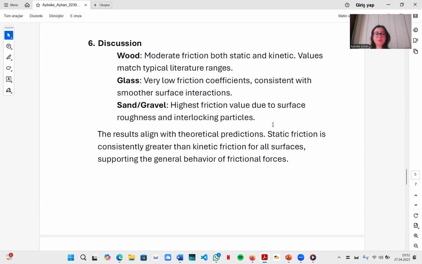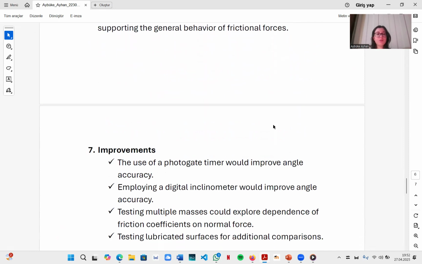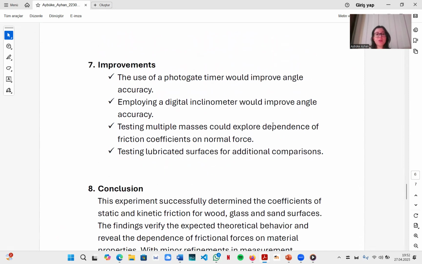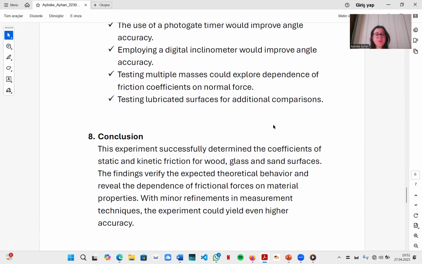For future experiments, there may be some improvements that can be made by using a photo gate timer to eliminate reaction time error and a digital inclinometer to measure angles more precisely. Also, testing with multiple masses and investigating lubricated surfaces could provide further insights.